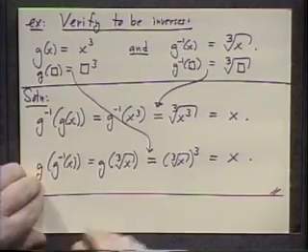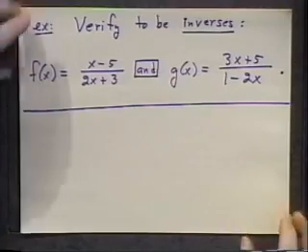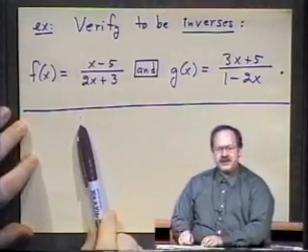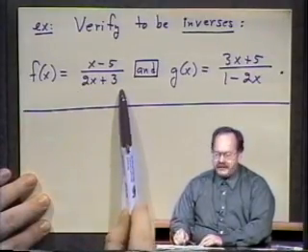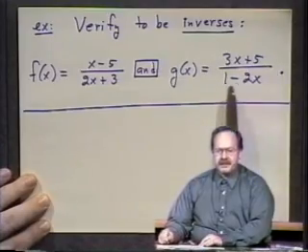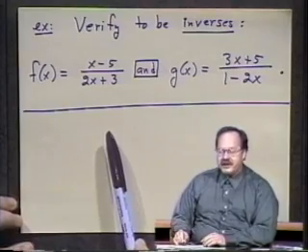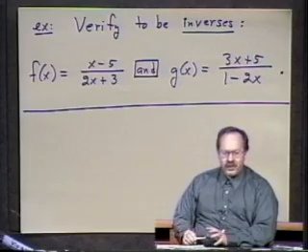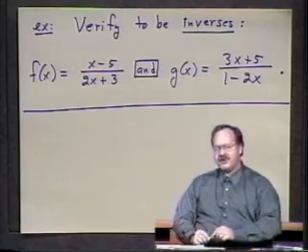Well, I think you should do an example like this, just to get your algebra and composition juices flowing. Here is the function. Verify these two functions to be inverses. F of x is x minus 5 over 2x plus 3. And g of x is 3x plus 5 over 1 minus 2x. And if you remember what I just did on the problem I showed you, I used the boxes to help me tease apart what I needed to do at each stage. I recommend that you do that here. I'll come back and show you what I did.